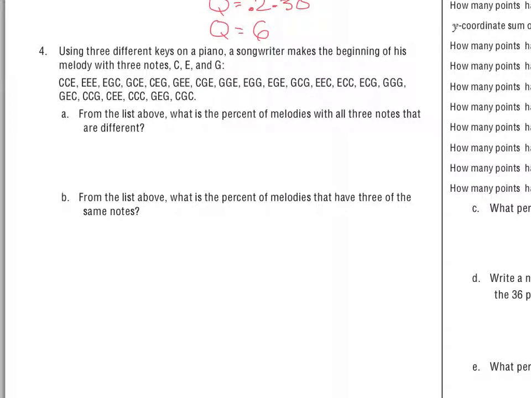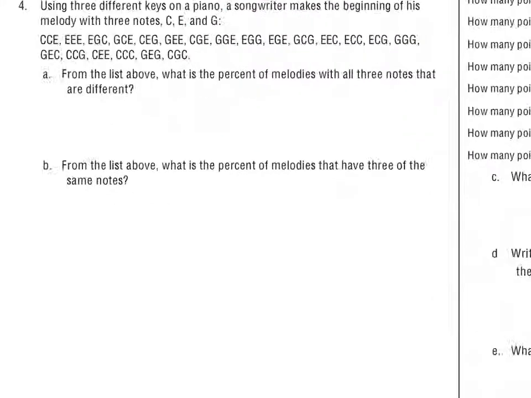Alright, it says using 3 different keys on a piano, a songwriter makes the beginning of his melody with 3 notes: C, E, and G. From the list above, what percent of the melodies with all 3 notes are different? Alright, so you're looking for combinations with all 3 notes different. Go ahead and answer questions A and B for this problem on your own, and then check in.